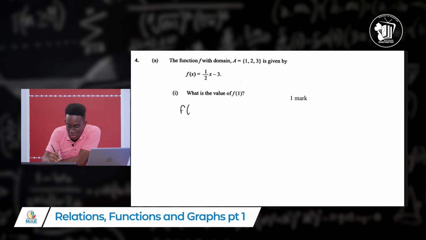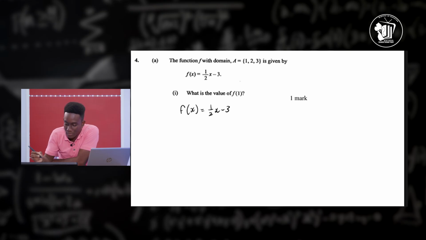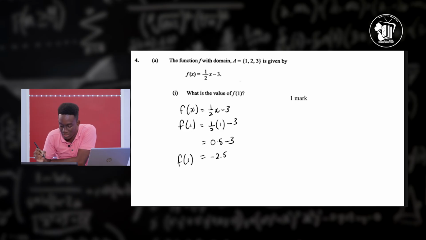So f of 1, so we know f of x first of all is equal to half x minus 3. So we know f of 1 would simply be half multiplied by x, which is 1. So we're just replacing x with the 1 here, subtract 3. So half of 1 would simply be 0.5 minus 3. So 0.5 minus 3 would simply give us negative 2.5. So f of 1 is equal to negative 2.5. And that is the answer for that one easy mark.